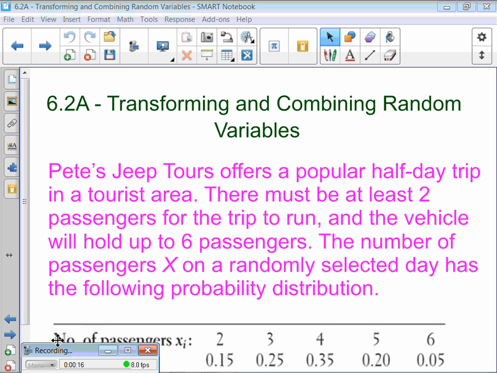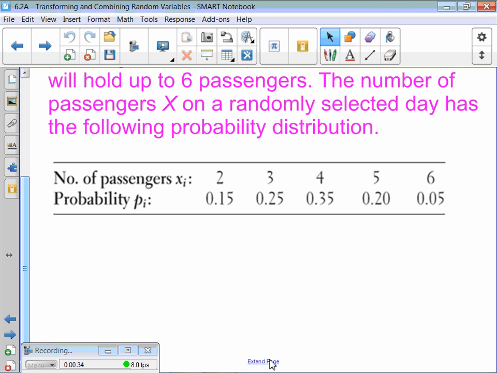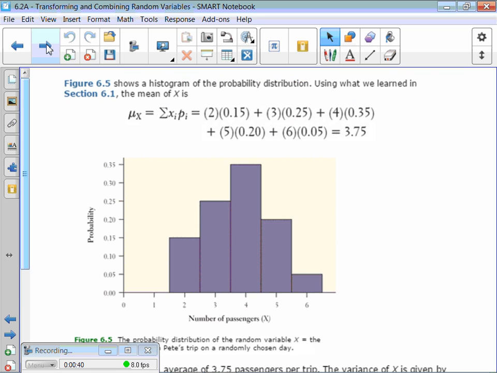So Pete's Jeep Tours offers a popular area tour. There must be at least 2 passengers for the trip to run, and the vehicle can hold up to 6 passengers. So they're going to define X, your random variable, as the number of passengers, and then we've got our probability table here. If I were going to find the mean, you guys would know how to do that, and the standard deviation, you guys would know how to do that, right?